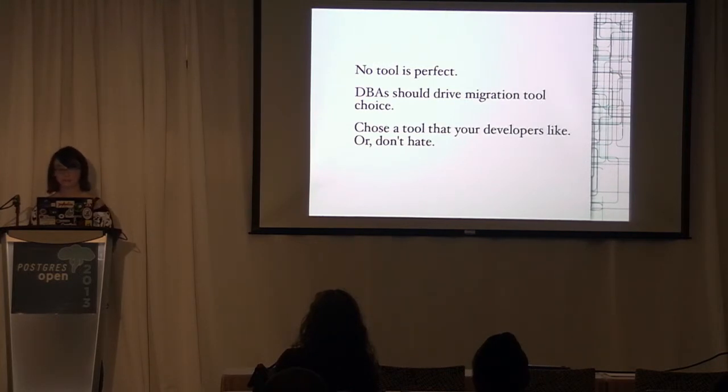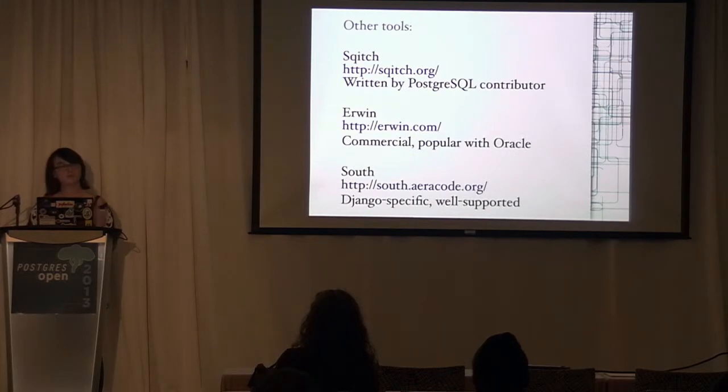So pick a tool that they like, or if they don't like anything, one that they at least don't totally hate. There are some other tools that people asked me about when I was doing research for this. People made a few different suggestions. Sqitch, which is written by a Postgres contributor, David Wheeler. You can check that out. It's written in Perl. It actually looks like it has a lot of similar features to Alembic, so if you want to have a look at something written by a Postgres contributor, have a look at that.